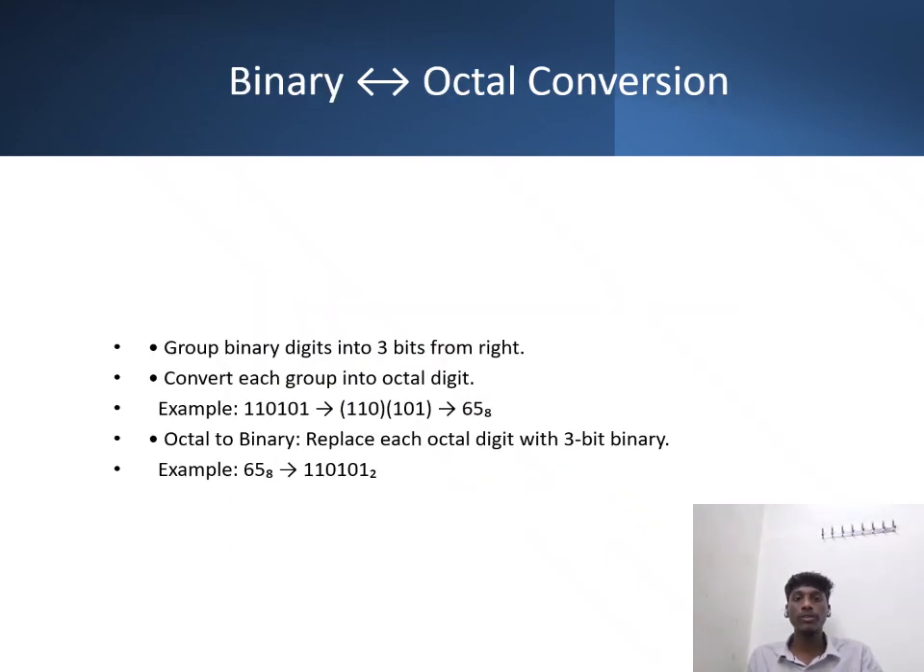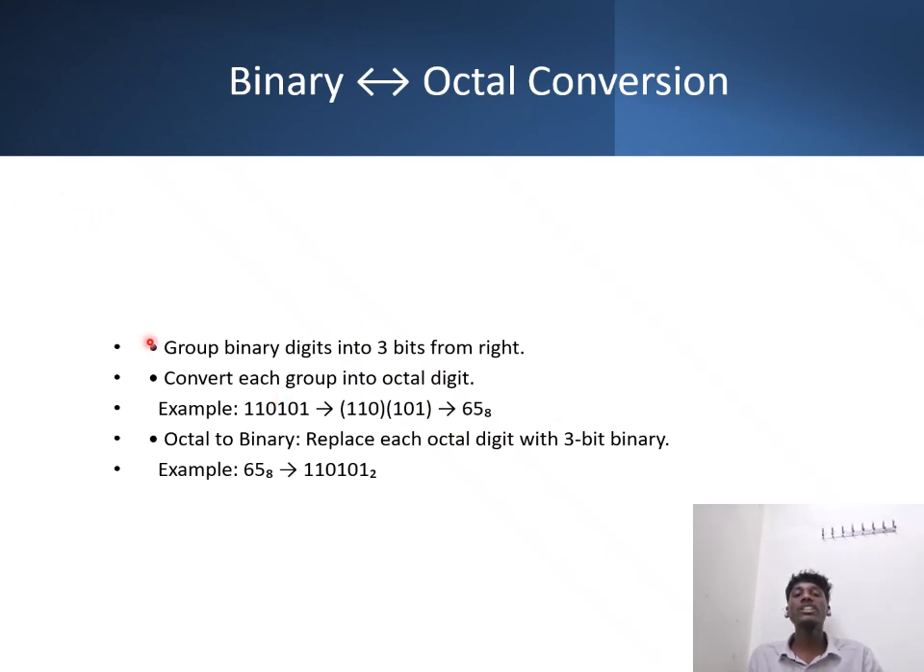Now we will convert a binary number into octal, and then we will convert an octal number into binary. To convert a binary number into octal, we have to group the binary digits into groups of 3 bits, from the right in your binary number. And then we convert each group of 3 bits into an octal digit using the 421 code.